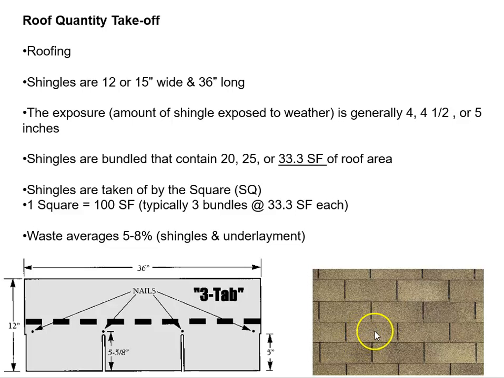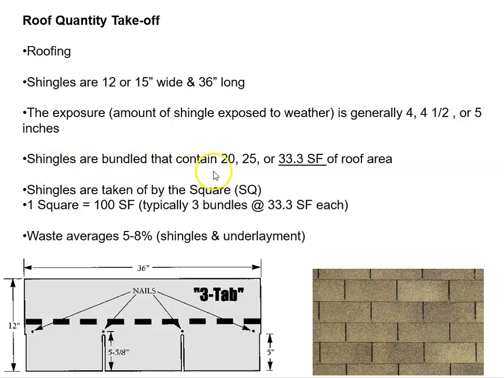That's the exposed part of the shingle, as opposed to up here where the words nails and 3-tab are, that part is covered by the shingle above it. So the exposure is what actually is exposed to the weather. We don't really need to know that exposure when we're doing takeoffs for shingles, but we do need to when we do underlayment, and we'll talk about that shortly.